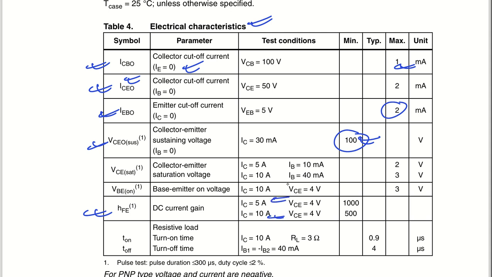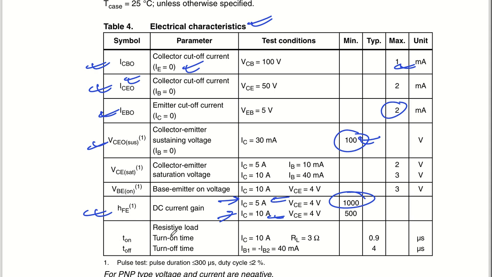So if it is working at a 5 ampere IC current rating, it can go ahead with a minimum gain of 1000, and similar to that, for 10 amperes of IC the minimum current gain will have a capability of 500.